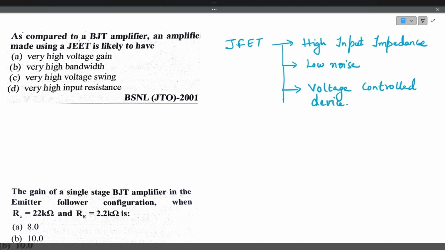By nature, this is a transconductance amplifier. Whereas BJT is a current amplifier. Input is current, output is also current for BJT. For JFET, input is voltage, output is current. So output current by input voltage is nothing but transconductance. These are the specific features of junction field effect transistors, because of which it finds very wide applications in the high frequency applications, high frequency devices. So the answer is option D. It has got a very high input resistance.